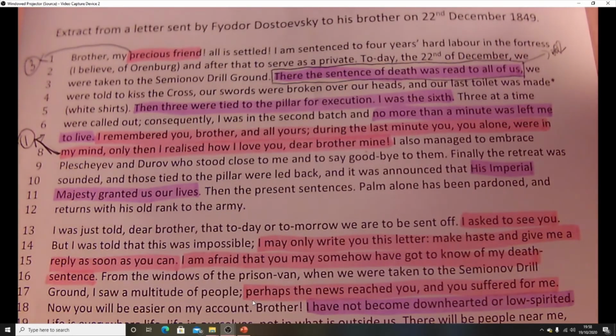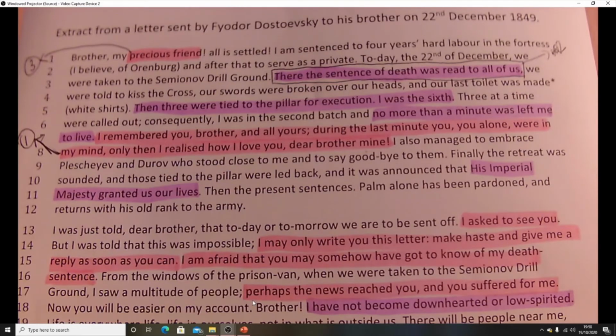So, brother, my precious friend, all is settled. I am sentenced to 4 years hard labour in the fortress, I believe, of Orenburg, and after that to serve as a private. Today, the 22nd of December, we were taken to the Semenov drill ground. There the sentence of death was read to all of us. We were told to kiss the cross, our swords were broken over our heads, and our last toilet was made. White shirts.